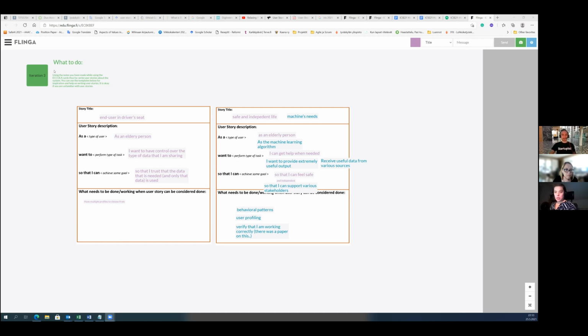And our team had some reference to this. Some kind of paper was made about verification procedures towards machine learning, and this paper inspired us to think about the machine learning algorithm as a stakeholder. So this is something that we managed to put together from our discussions from the two iterations.